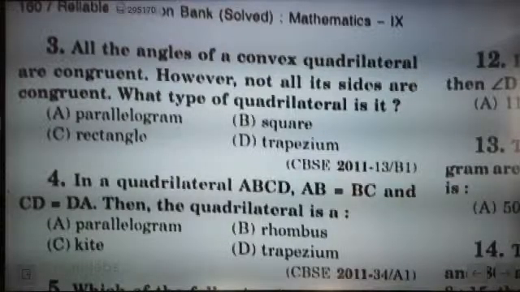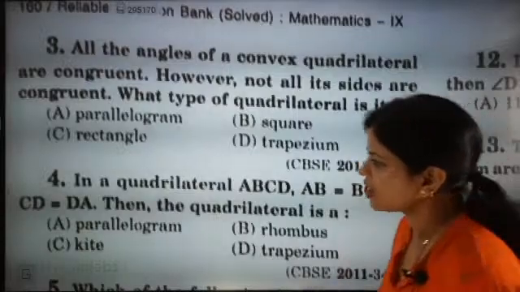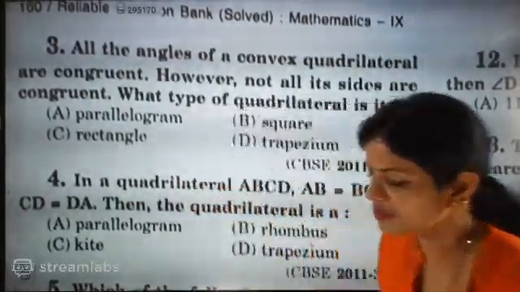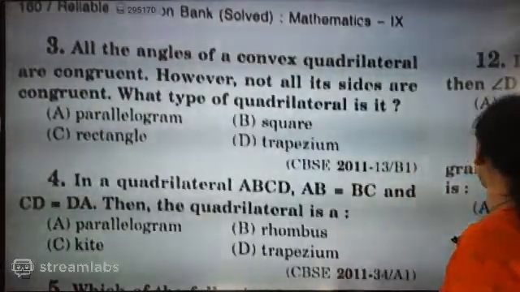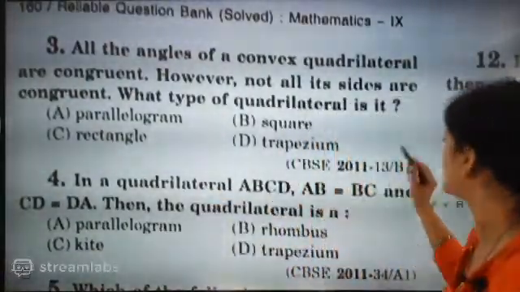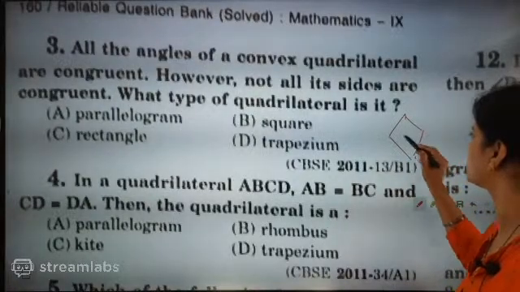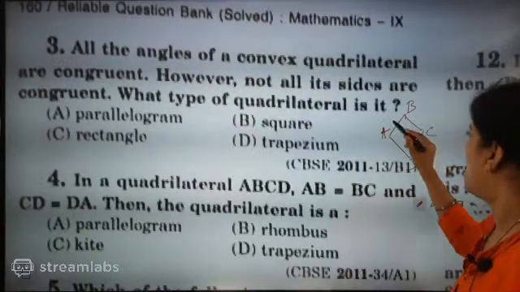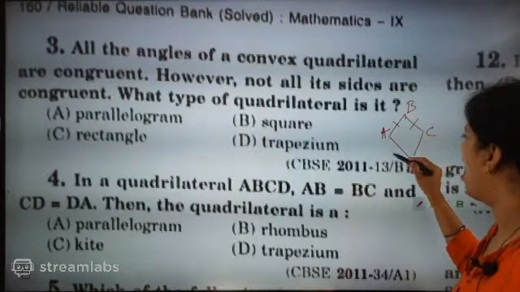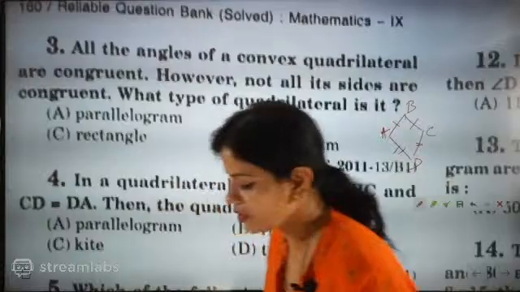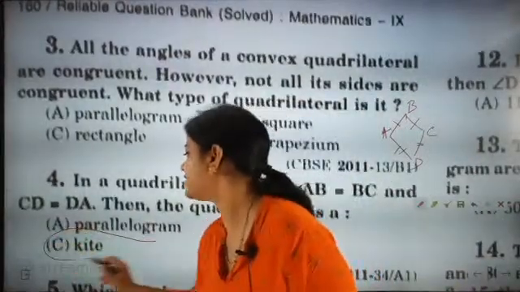In a quadrilateral ABCD, AB is equal to BC only, na? Correct. And CD equal to DA. So what can be the answer? The answer is exactly kite, absolutely correct. Why? Because in a quadrilateral ABCD, AB equal to BC and CD equal to DA, so it's going to be a kite.